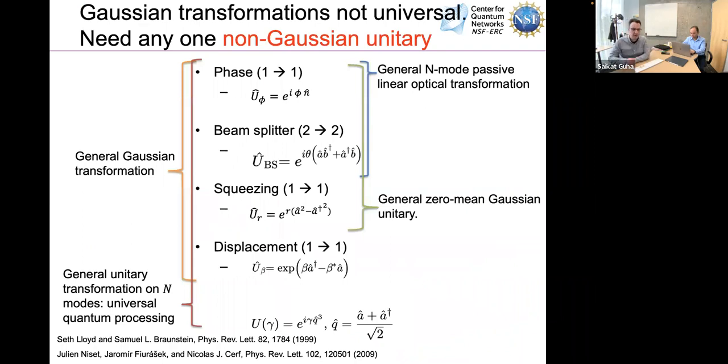Which means it's non-Gaussian. Now, the Gaussian set of transformations consists of a phase, which is a one mode to one mode operator, the beam splitter, which is a two mode to two mode operator, the single mode squeezing, which is a one mode to one mode operator, and the displacement, again a one mode to one mode operator. This defines the Gaussian set, but it's a well-known result that you cannot attain universality if you stay within the Gaussian regime. You need to expand the set with at least one non-Gaussian operator. For example, you can do the cubic phase gate and complement the set with something non-Gaussian. So now you have something which is truly universal.